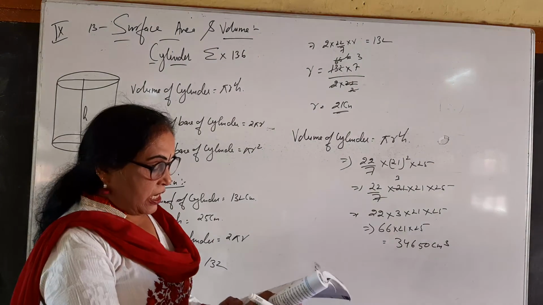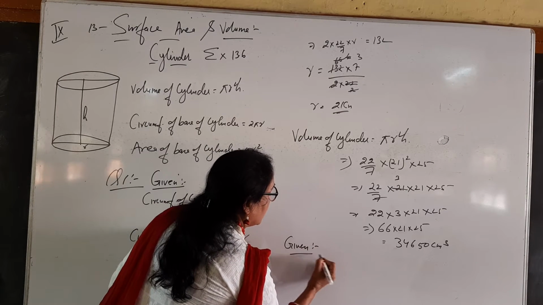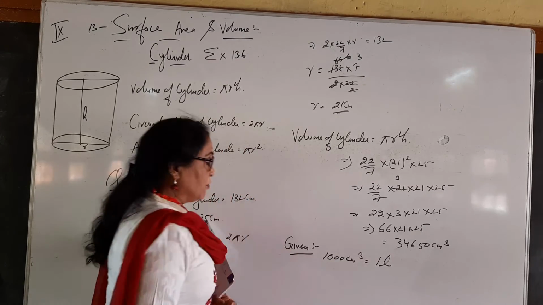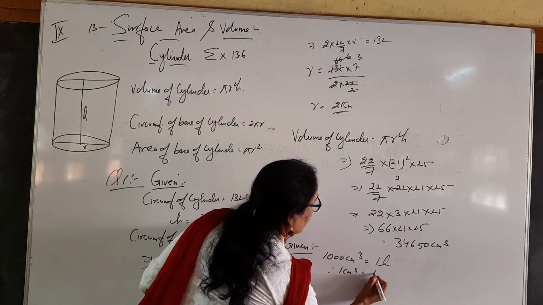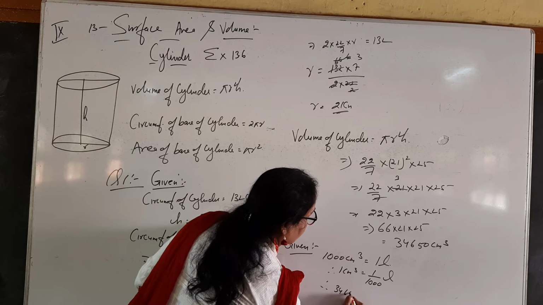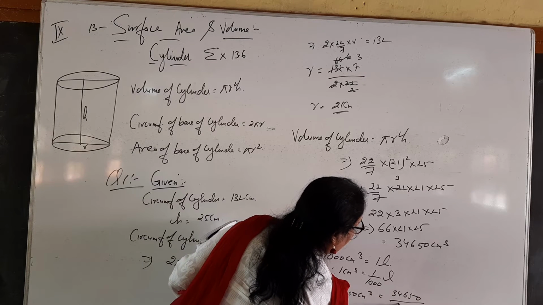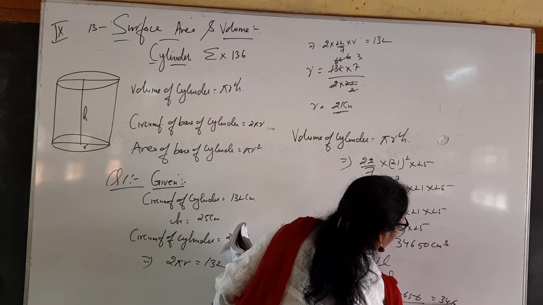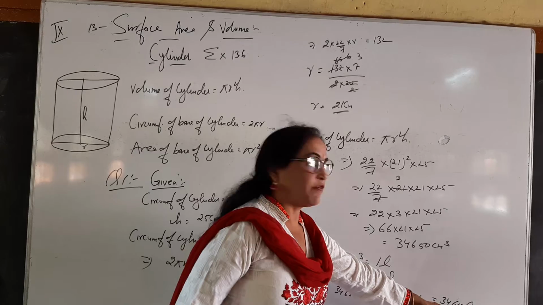Now it is given 1000 cubic centimeter equal to 1 liter. Therefore, 1 centimeter cube equal to 1 by 1000 liter. Therefore, 34650 centimeter cube equal to 34650 upon 1000. This 0 cancels. So it will be 34.65 liters. So the total capacity of that cylinder is 34.65 liters.